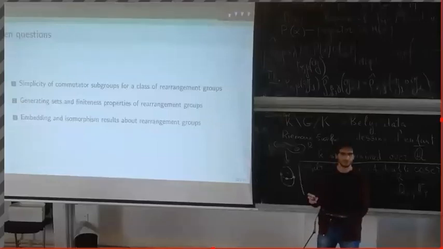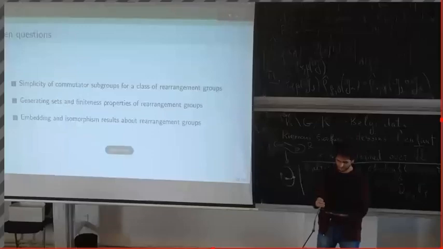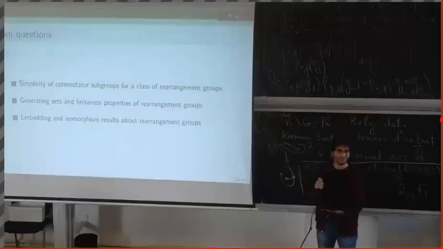every rearrangement group that I described so far has simple commutator subgroup in one way or the other. No, this is not always true. We know rearrangement groups, in particular Higman-Thompson groups, that are another kind of generalization of Thompson groups contained in this family, whose commutator subgroup is not simple. You have to go down to the second commutator subgroup for them.